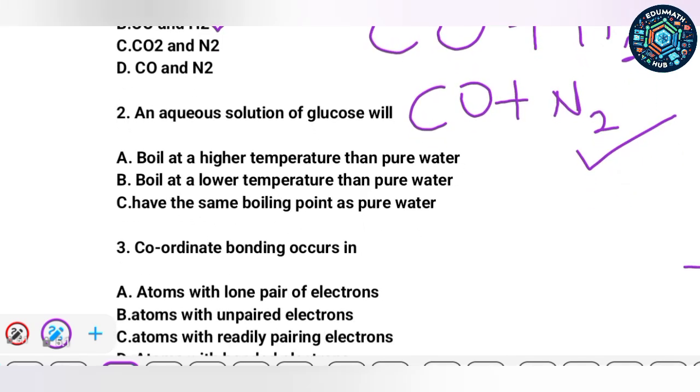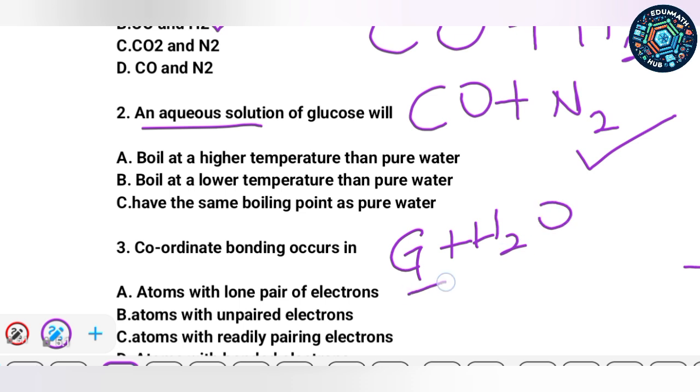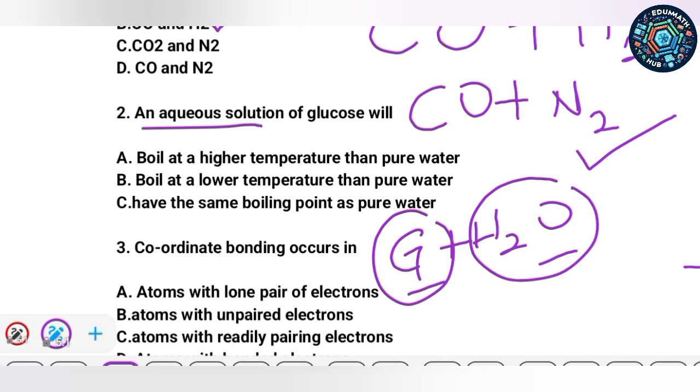For the next one, an aqueous solution of glucose will: A, boil at a higher temperature than pure water; boil at a lower temperature than pure water; or have the same boiling point as pure water. Now what they're asking here is that, you know that glucose is a solid, right? But right now it is in aqueous form. That means it has been added to water. So what you have right here is glucose plus H2O, water. This is the solute and this is the solvent. So when you have a solute dissolving in a solvent, the boiling point will be higher.